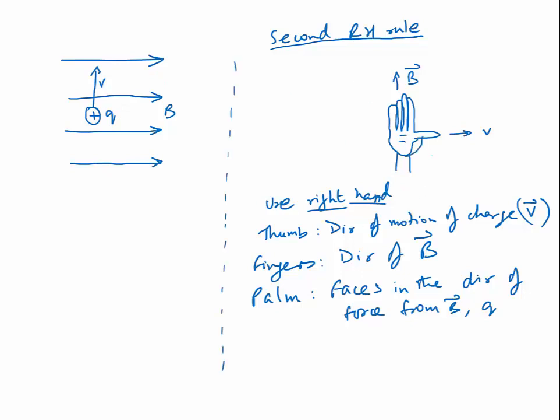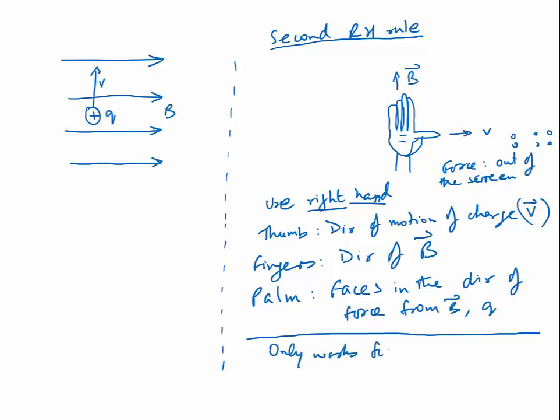So in this example, the force will be out of the screen because that's how your palm is facing. So if I were to show the force as a vector, I would use these notations. Remember, we said for vectors, a dot means you're coming out of the screen. Okay, there's one other very important point to this second right-hand rule. This only works for a positive charge. So if the charge is negative, then you have to reverse your answer.